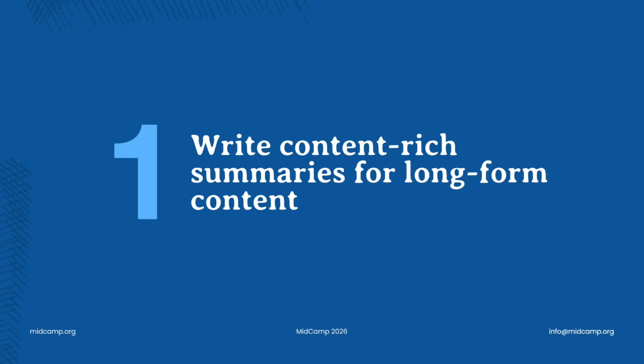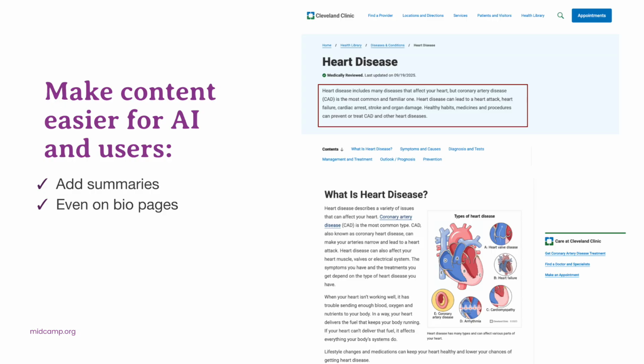Okay. First, write content-rich summaries for long-form content. By long-form content, I mean blog articles, service pages, things that have just a lot of content on them. So on the screen, we want to make content easier for AI to use, so we want to add summaries. On the right side is a screenshot from the Cleveland Clinic for a page about heart disease. Below the H1 of heart disease, it says when it was recently updated, and then there is content surrounded with a red square to highlight it.